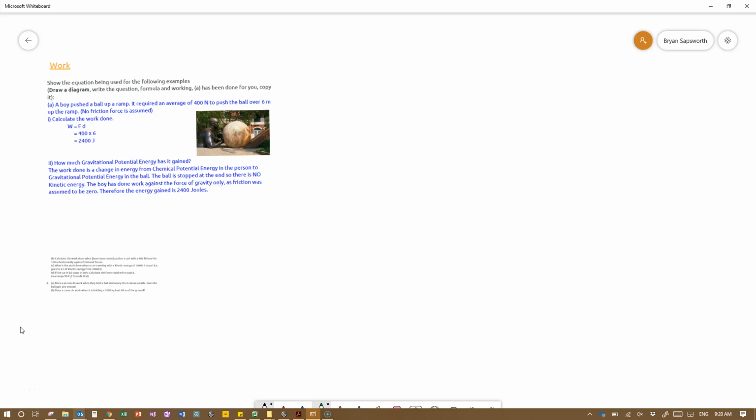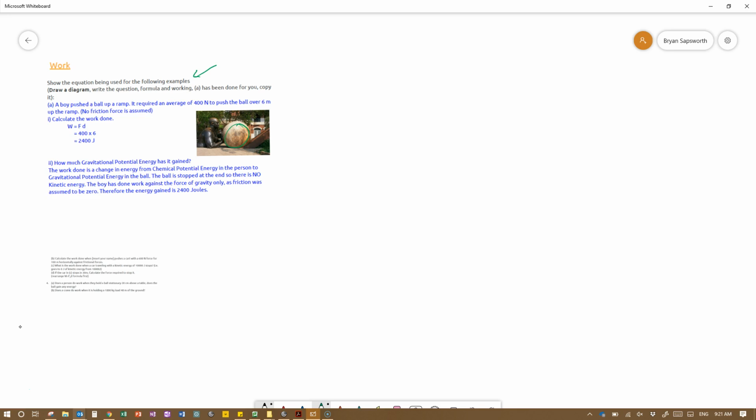Okay, so what we're going to look at here is the topic work, or the heading work. The first thing we're looking at is: show the equation being used for the following examples. Draw a diagram, write the question, formula, working, and A has already been done for you. So in A, a boy pushed a ball up a ramp.